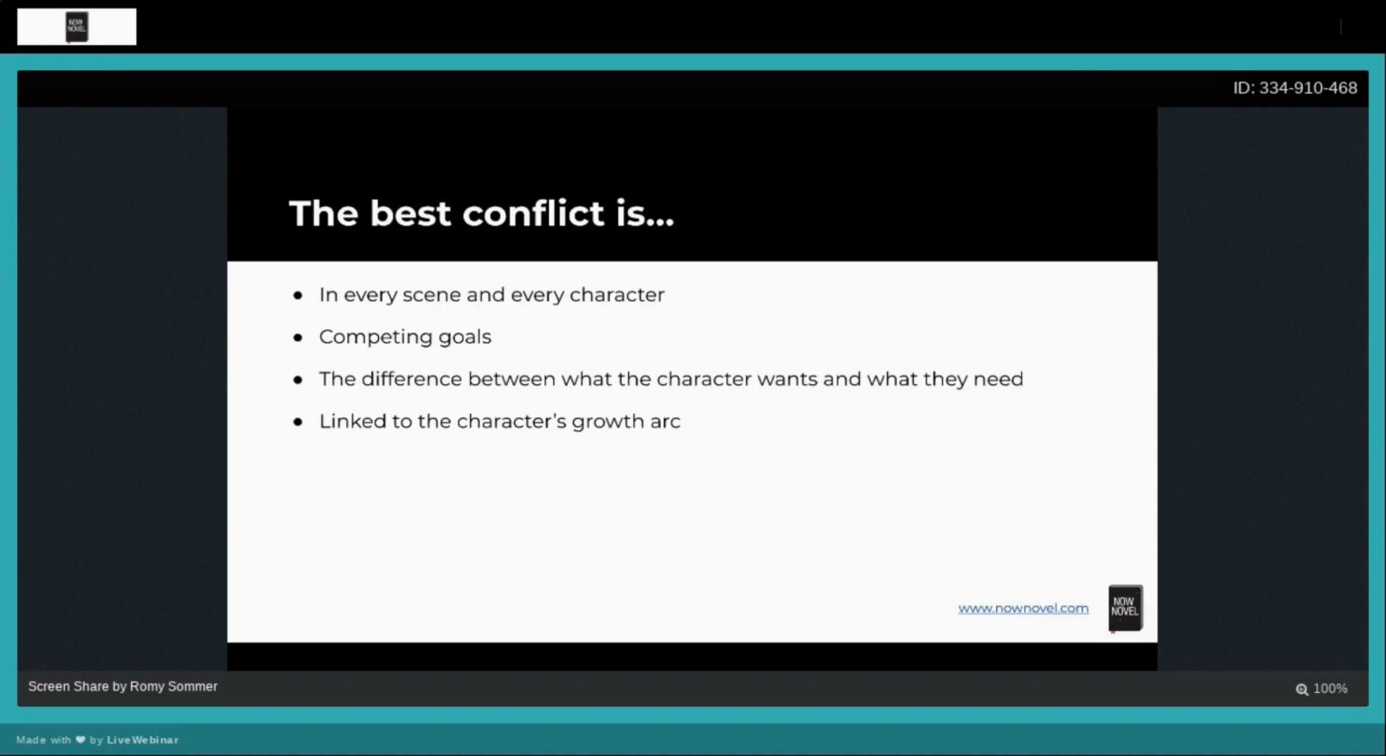And I've said this already. The best conflict is linked to the character's growth arc. The two are so closely intertwined that you actually cannot separate internal conflict from the character's growth arc. The best conflict is a force for change. And this is where your external conflict and your internal conflict line up together. Your external conflict forces the internal change.